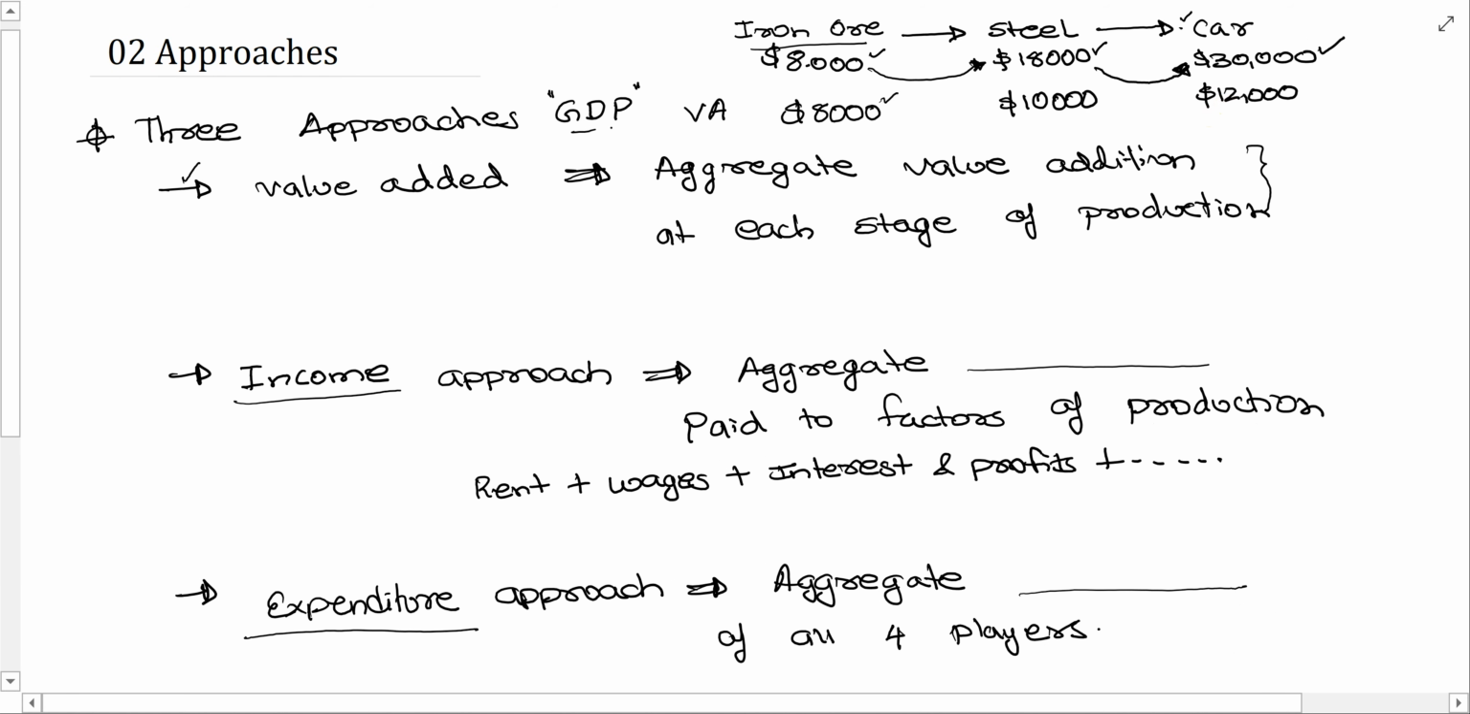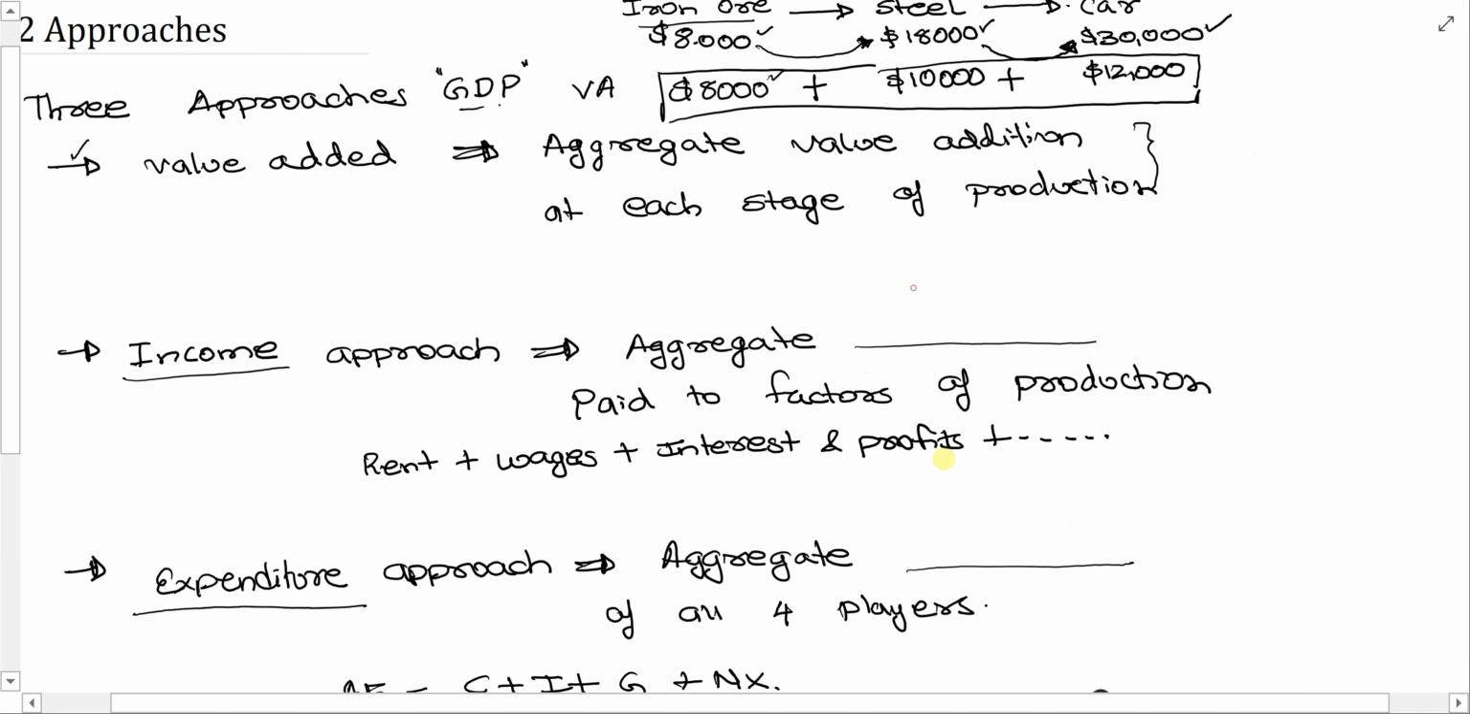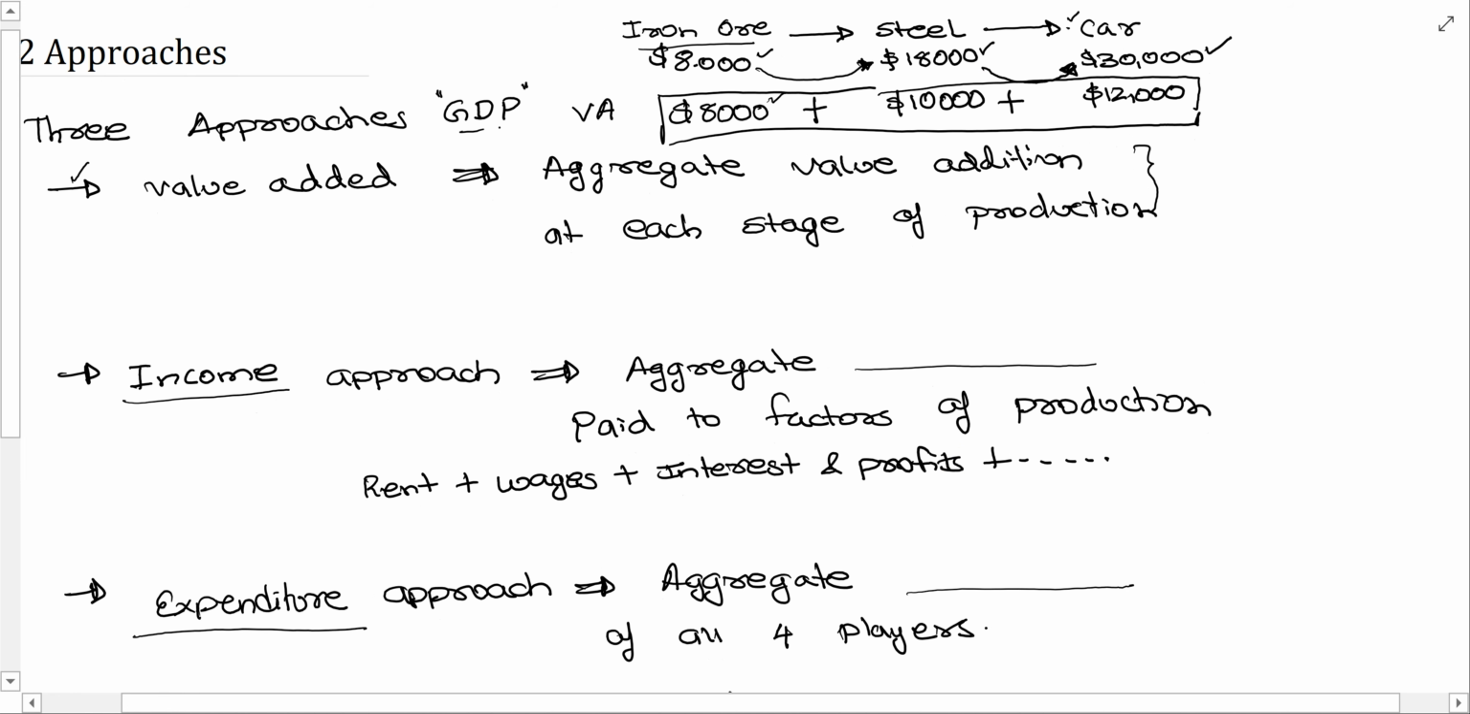So, in the value-added approach, you would add the value addition at each stage of production. There are three stages of production here in this example: iron ore, steel, and car. In the first stage, $8,000 is added. In the second stage, $10,000 is added. In the third stage, $12,000 is added. And that's how we end up getting $30,000, right? So this is the value-added approach.